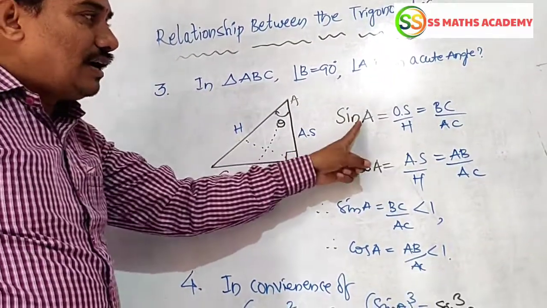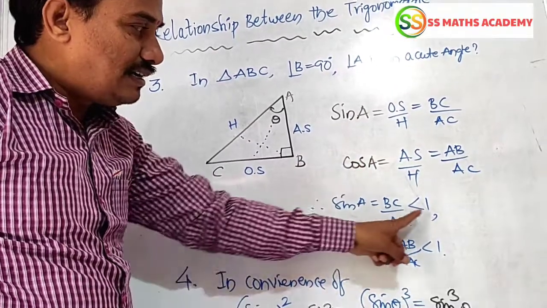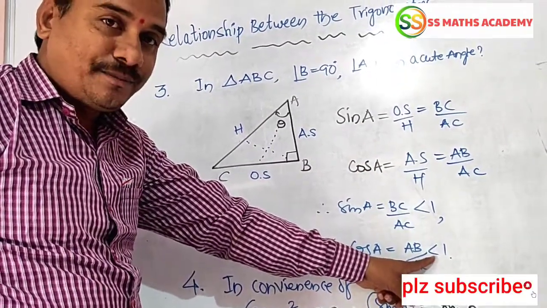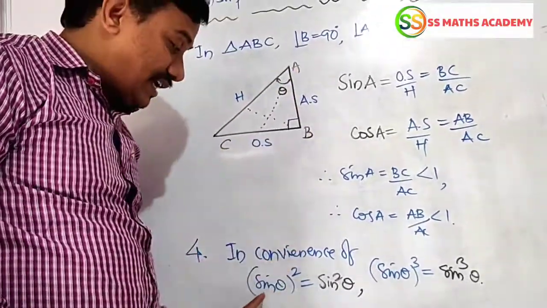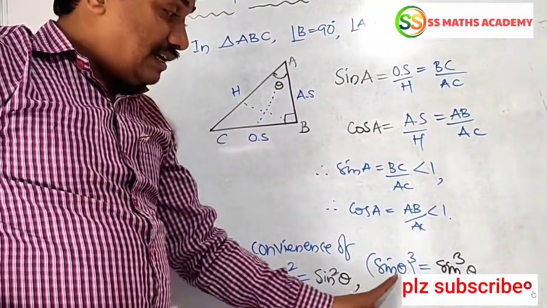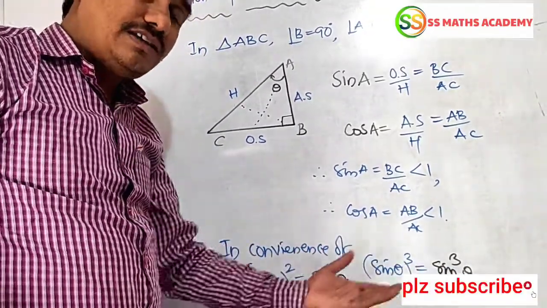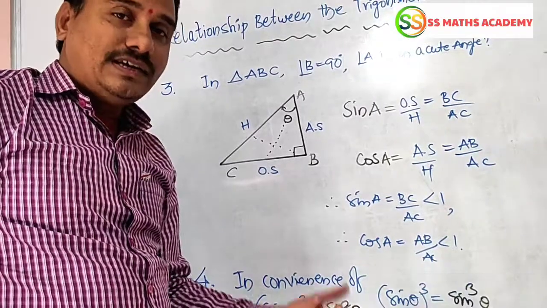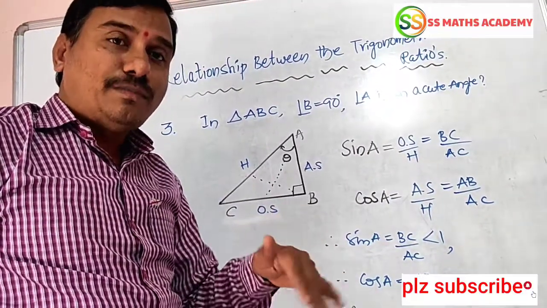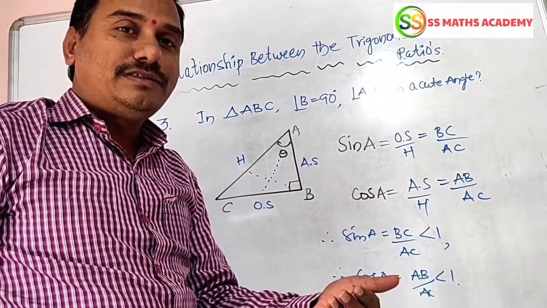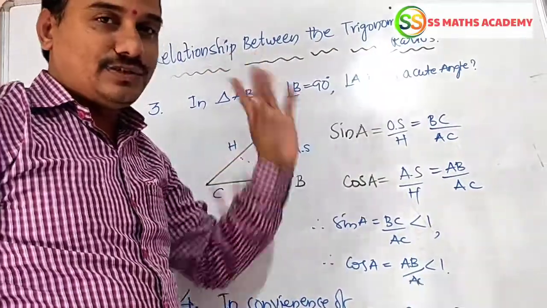The third point is that the sin A value and cos A value are both less than 1 only. The fourth point is that for our convenience we write sin theta whole square as sin square theta, and sin theta whole cube as sin cube theta. We should apply this to cos, tan, sec, cosec also. These are the four important points useful for solving trigonometric problems in coming classes. This is called the relationship between the trigonometric ratios.